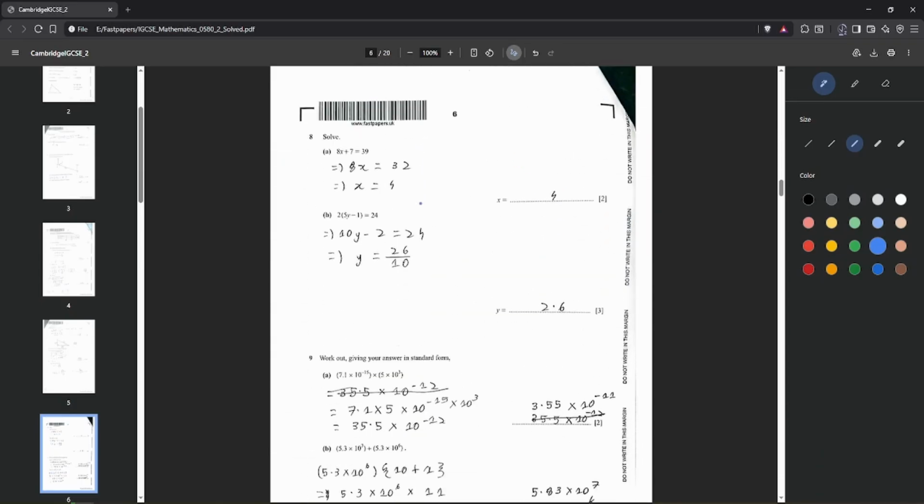Alright, now coming up to the next question, we have 8x plus 7 is equal to 39. So we make 8x equal to 32 by subtracting 7 from 39. Then we can divide 32 by 8 to get 4.